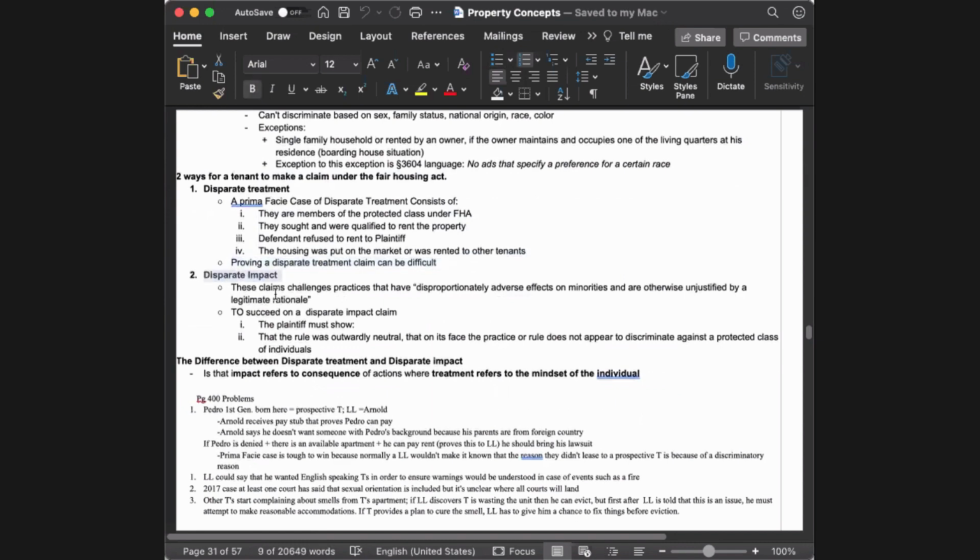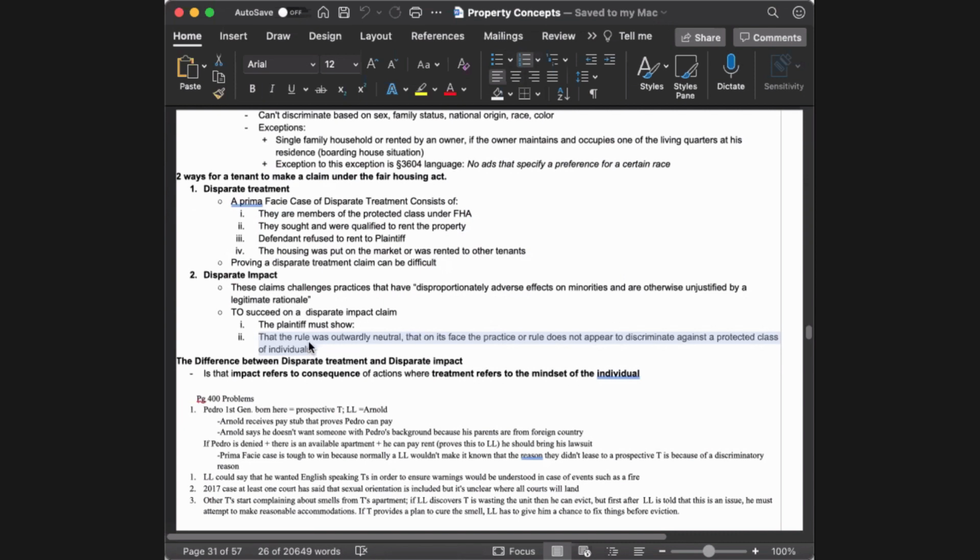Then there's the second possible claim, disparate impact. These claims challenge practices that have disproportionately adverse effects on minorities and are otherwise unjustified by a legitimate rationale. To succeed on a disparate impact claim, the plaintiff must show the following: that the rule was outwardly neutral, that on its face, the practice or rule does not appear to discriminate against a protected class of individuals.